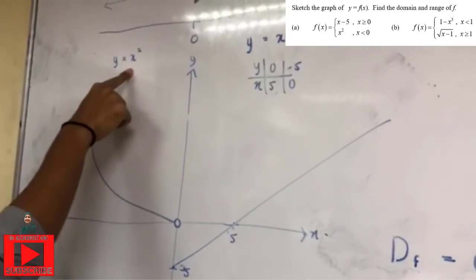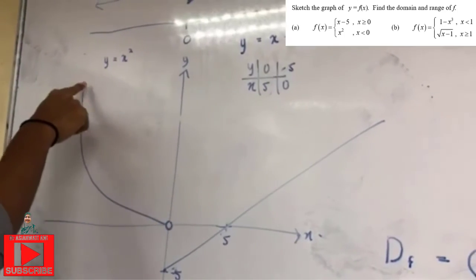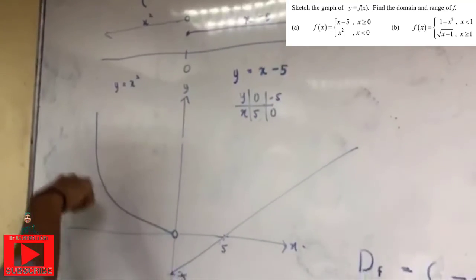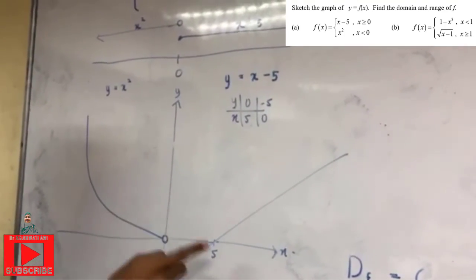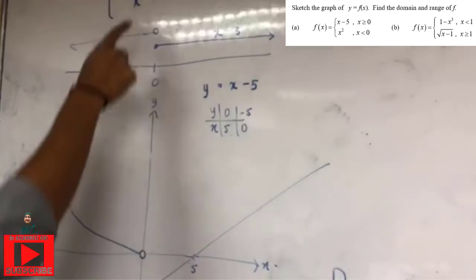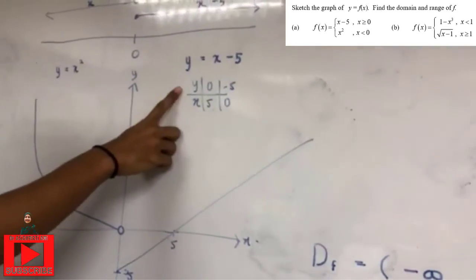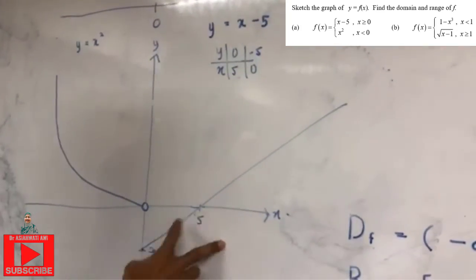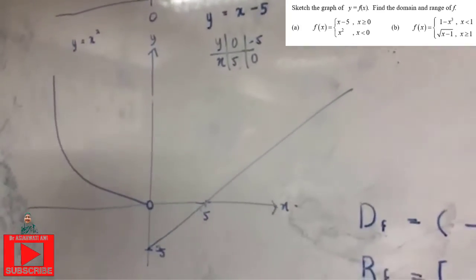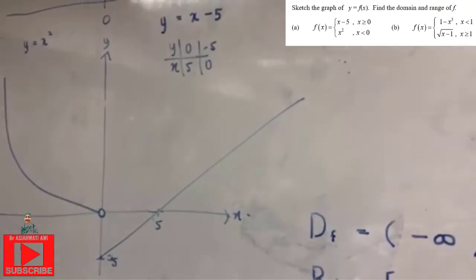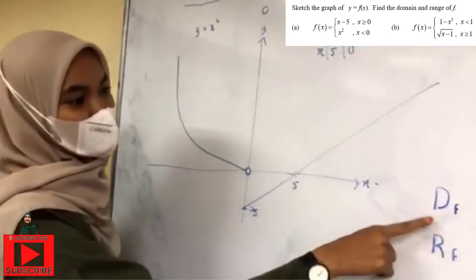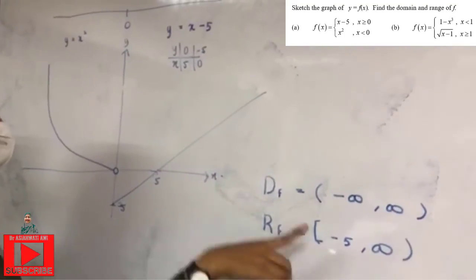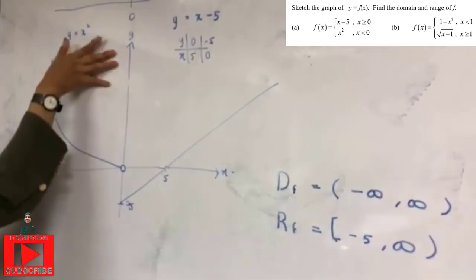Dekat sini x square ni kuadratik. So dia kata kat sini x is less than 0. So dia buat kat sebelah kiri saja, kat sebelah negatif saja. Then yang ni untuk x tolak 5 ni, kita substitute x dengan y dengan 0 untuk dapatkan y intercept dengan x intercept. So bila dah dapat 2 point, kita boleh buat satu line. And then dia nak domain and range. So domain dia ni, negative infinity sampai infinity, range negative 5 until infinity.